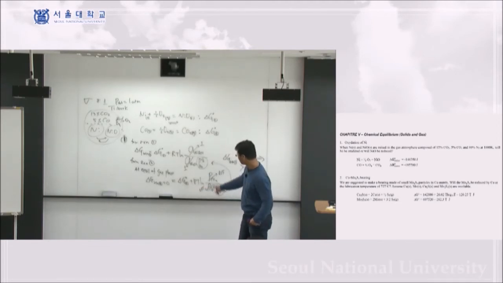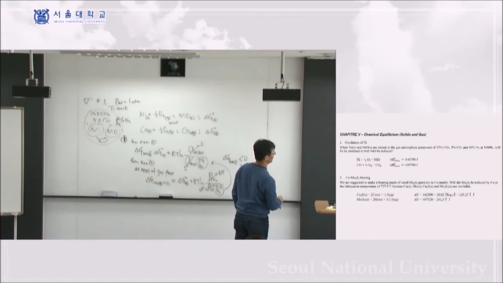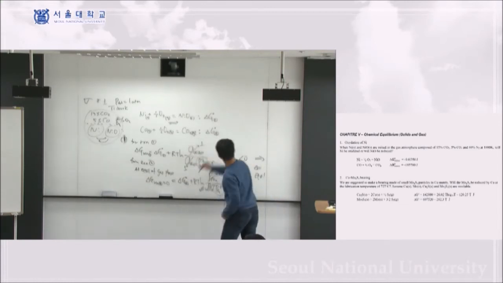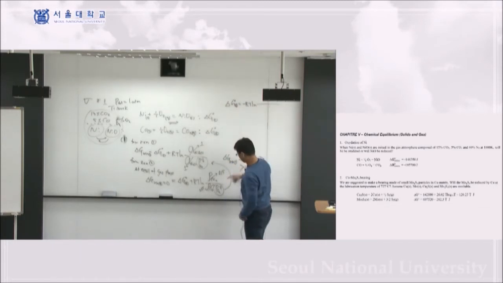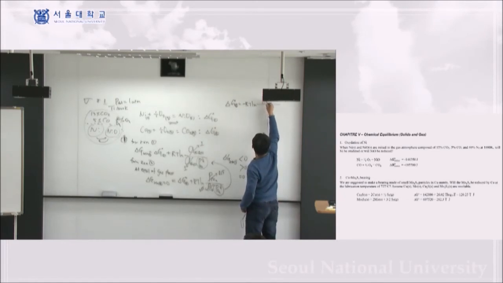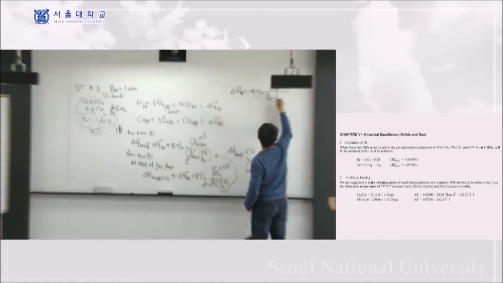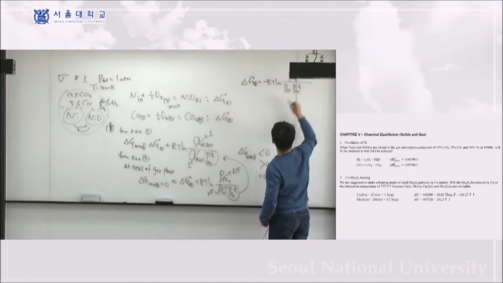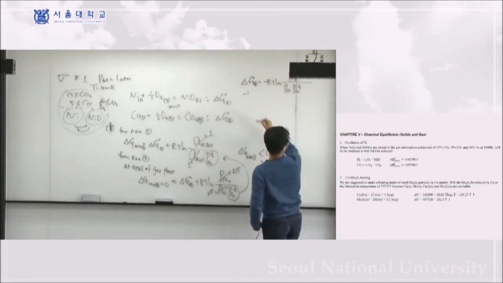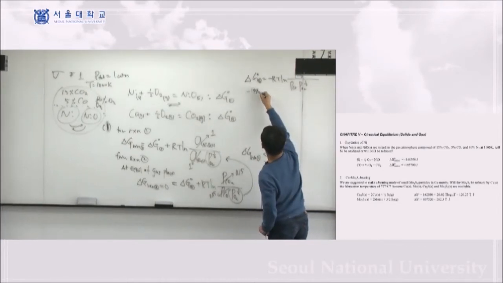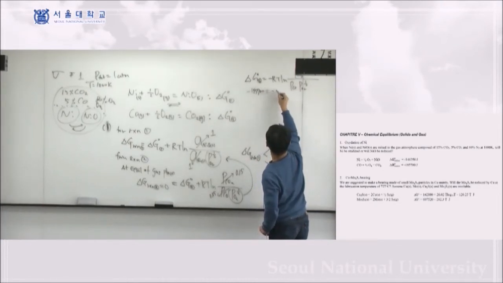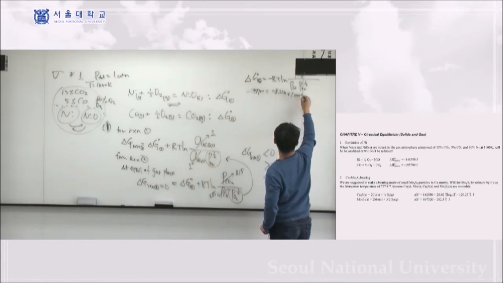So delta G naught 2 equals minus 195700, so for example, this one. This is minus 195700 minus 1000.